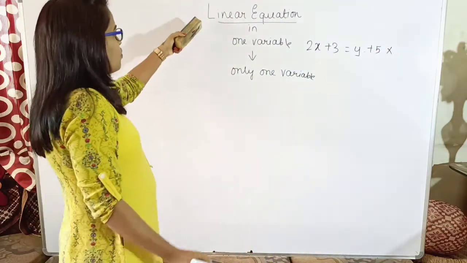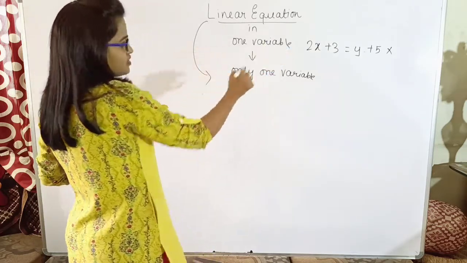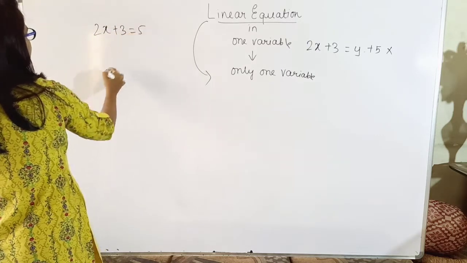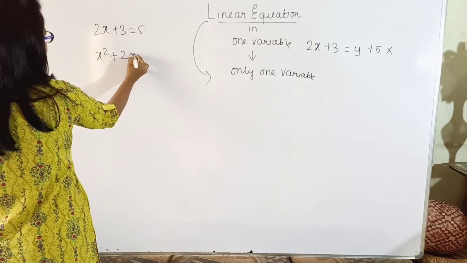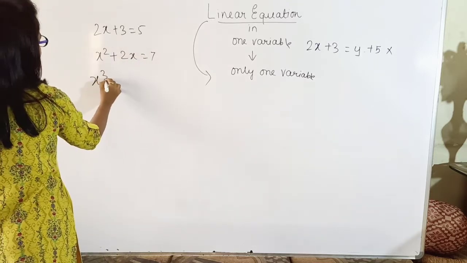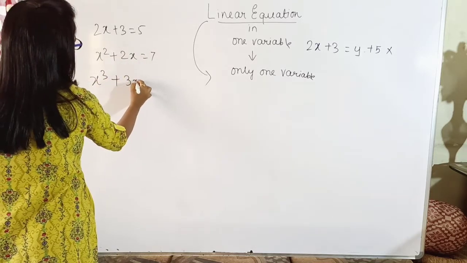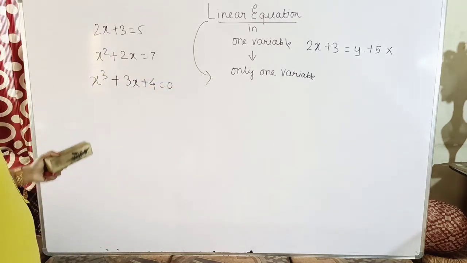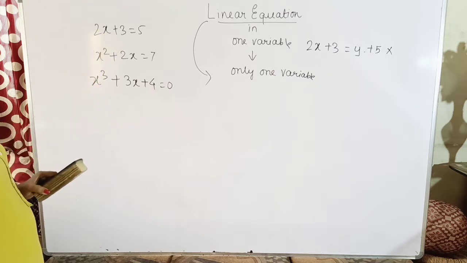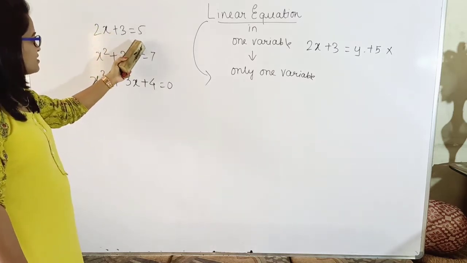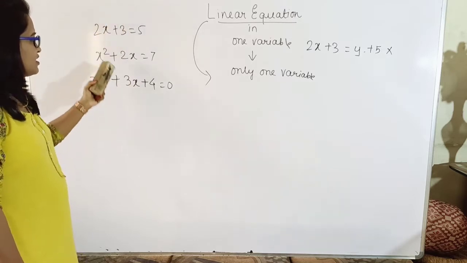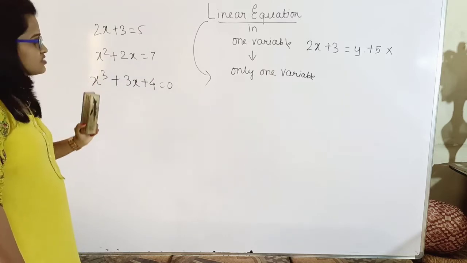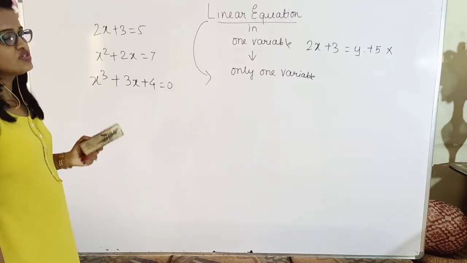Further, what is the meaning of linear? One example, suppose 2x plus 3 equal to 5. Another one is x square plus 2x equal to 7. And the third one is x cube plus 3x plus 4 equal to 0. Okay, now are these equations according to the definition of an equation? Yes, there should be a mathematical statement, LHS, RHS, equal to sign, and so on. Now are they in one variable? Here also x, x, x. So exactly, it is an equation in one variable.